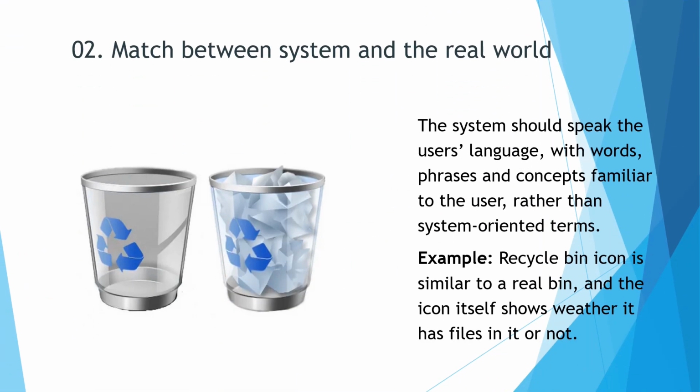Now, this principle claims that a system should always speak the user's language and follow real-world conventions, rather than system-oriented terms. So basically, it's making the design, the interactions, labeling, and conversation a little bit more familiar to the real world. Now, this means avoiding marketing jargon or other expressions that might be familiar to, say, who is building the product, but not to their actual audience.